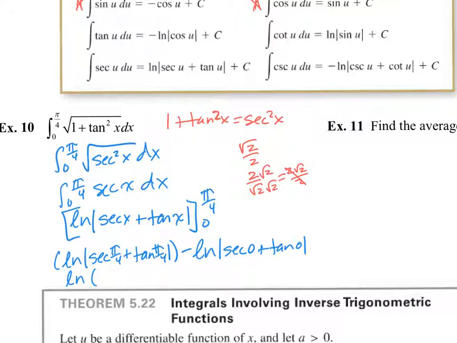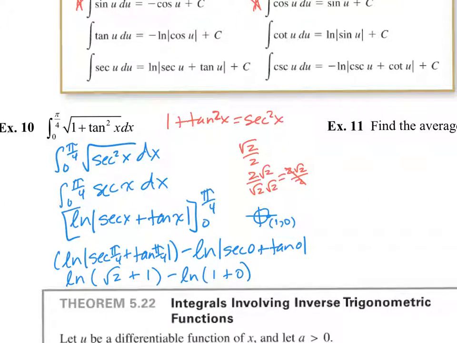So this would be square root of 2 plus tangent of pi fourths. Remember, at pi fourths x and y are the same, and tangent is y over x, so that's just going to be 1. All right? Then minus the natural log of secant of 0, which is, remember, secant is a reciprocal of cosine. Cosine of 0 is 1, and so the reciprocal of 1 is 1. And then tangent of 0: at 0, your coordinates there are 1, 0. And remember, tangent is y over x, so we have 0 over x, so tangent of 0 is just 0.